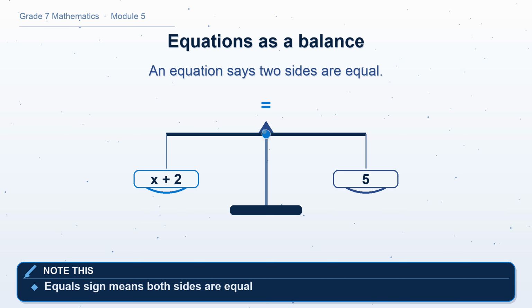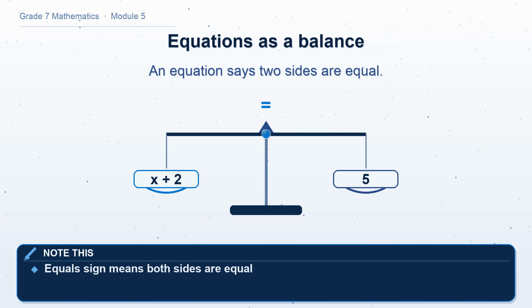Here is the golden rule of equations. Whatever we do to one side, we must do to the other, so the balance stays level. If we take 2 away from the left pan, we take 2 away from the right pan too, and the scale stays balanced. That single idea is the key to solving every equation ahead.